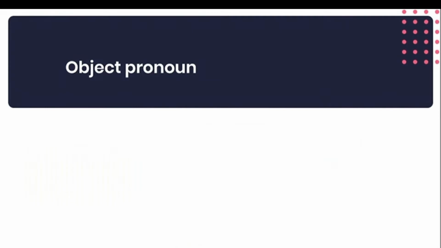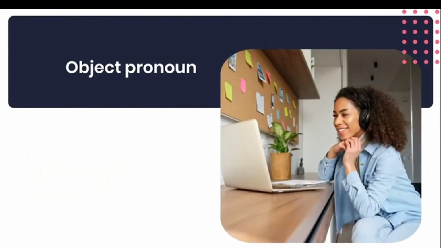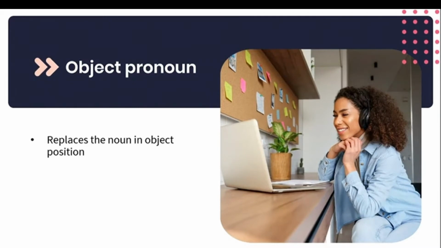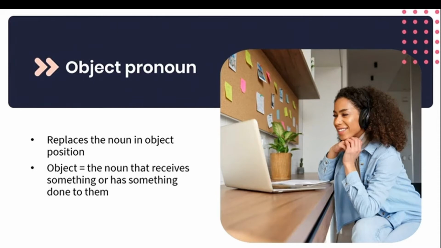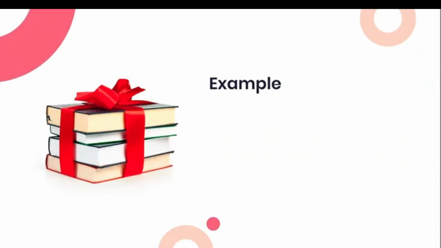The next type of pronoun is the object pronoun. Now, the object pronoun replaces the noun that is in object position in the sentence. The object of a sentence is the noun that receives something or has something done to it. Let's look at the sentence.